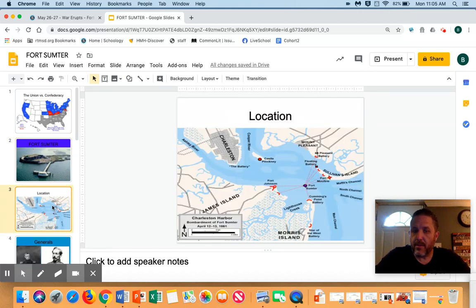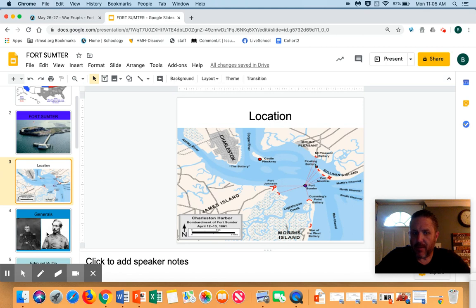Fort Sumter, as I mentioned, is located in Charleston Harbor here. See it right there with the cursor. It was right in the middle of the harbor, and it was a target for the batteries that were set up along the coastline for the Confederates. And this is the start of the war.